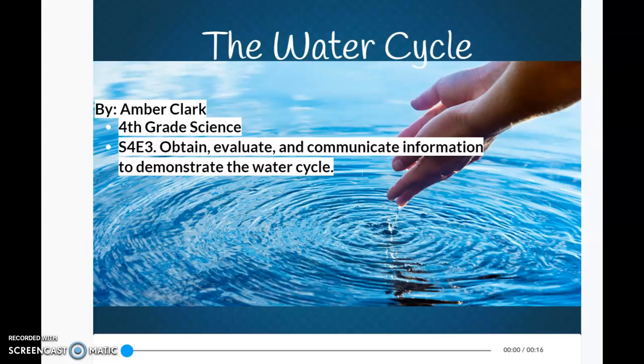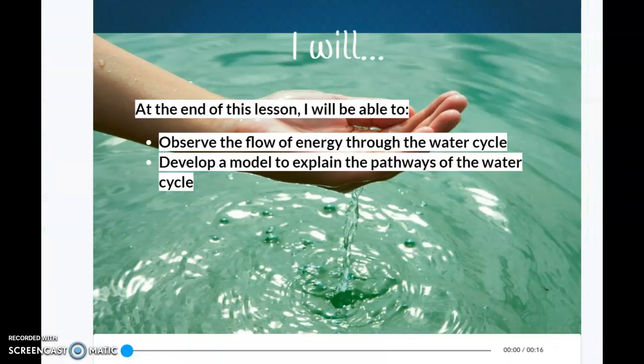Today's lesson is on the water cycle. It is 4th grade science and is meeting the standard S4E3, where students will obtain, evaluate, and communicate information to demonstrate the water cycle. At the end of this lesson, students should be able to observe the flow of energy through the water cycle and develop a model to explain the pathways of the water cycle.